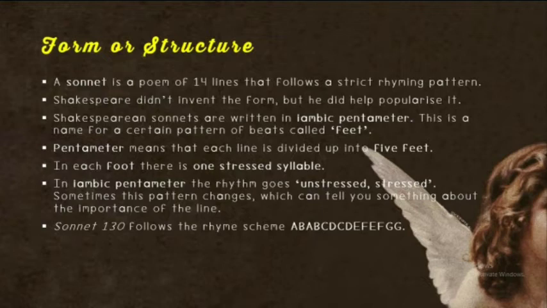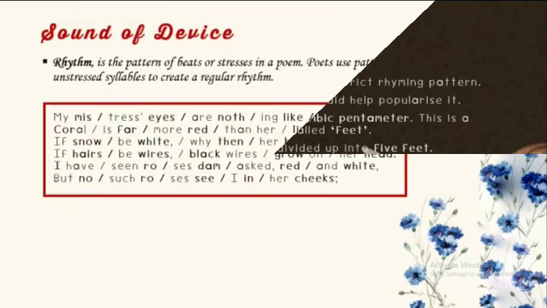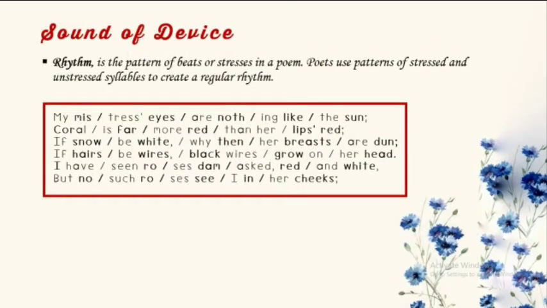Sonnet 130 follows the rhyme scheme A B A B C D C D E F E F G G. Sound devices. The first, rhythm. Rhythm is a pattern of beats or stress in a poem. Both use patterns of stressed and unstressed syllables to create a regular rhythm. You can see in the PowerPoint.